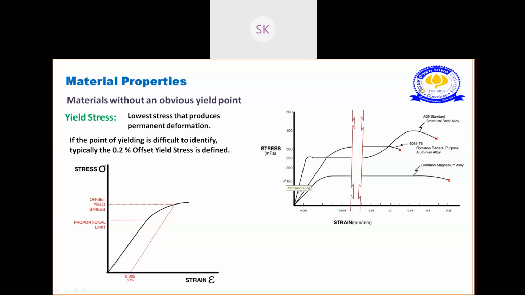So you have been given an option: if the point of yielding is difficult to identify, you can typically take the 0.2% offset yield stress. That means wherever the 0.2% strain is, you draw a line parallel to the elastic part on that curve. The point where it intersects, take that value on the stress. That value will be nothing but your offset yield stress. Clear? In some curves, you won't get a well defined yield stress point, so you have to take the 0.2% offset yield stress for that curve. Clear?